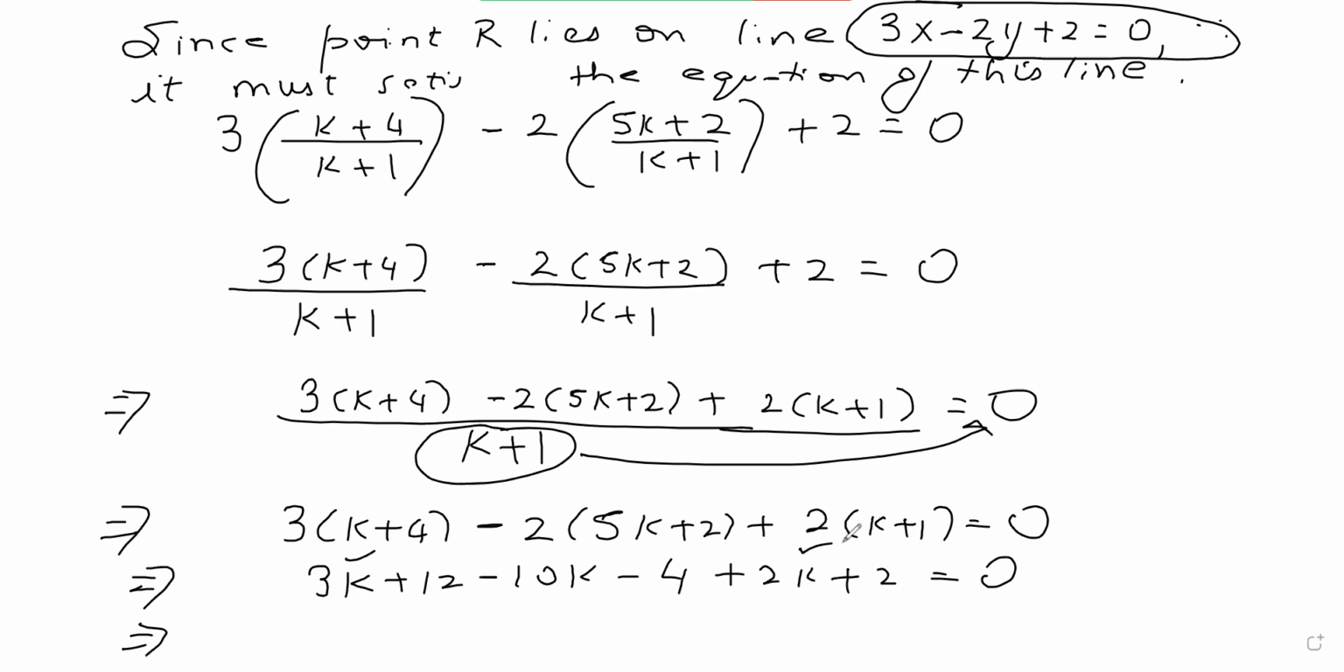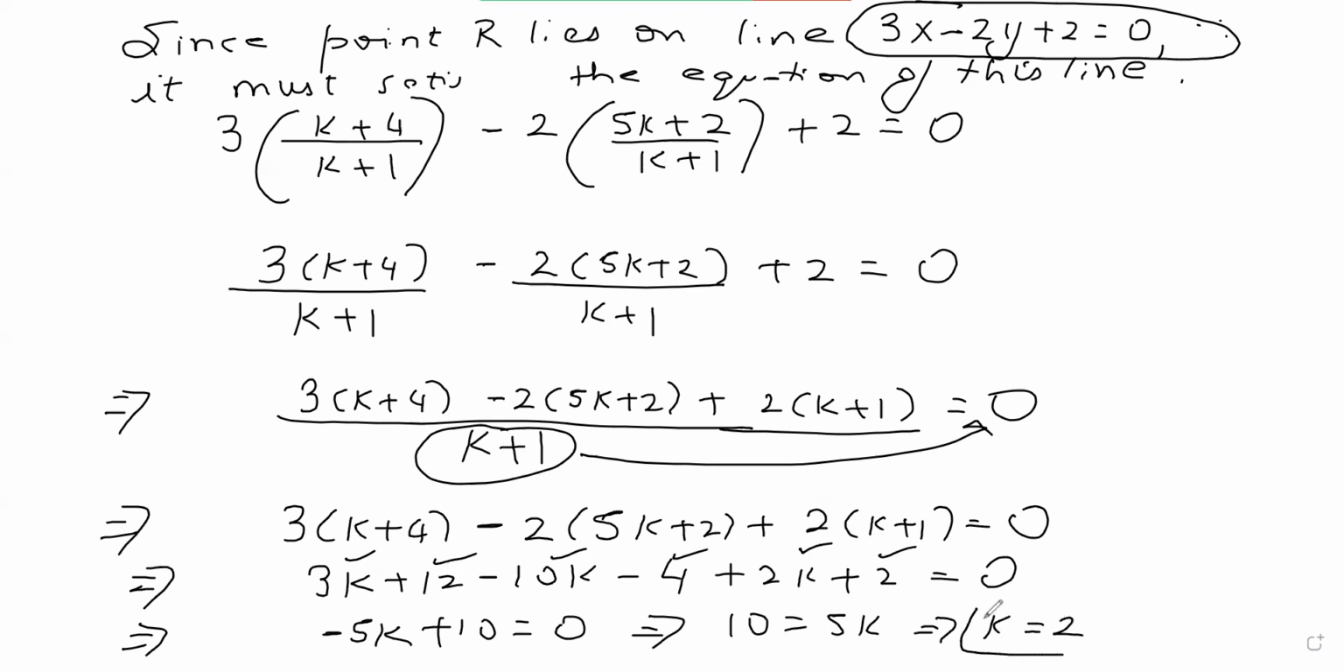3k plus 2k is 5k, and 5k minus 10k is minus 5. 12 minus 4 is 8, 8 plus 2 is 10. So I can write 10 is equal to 5k. This implies k is 2.